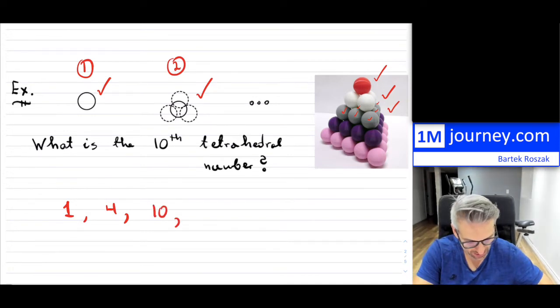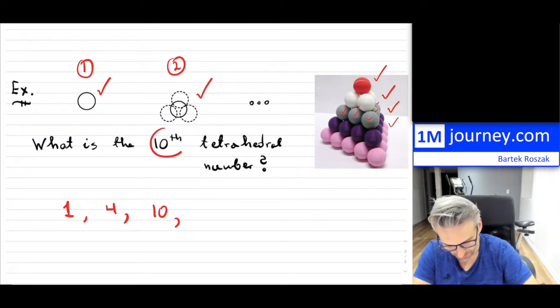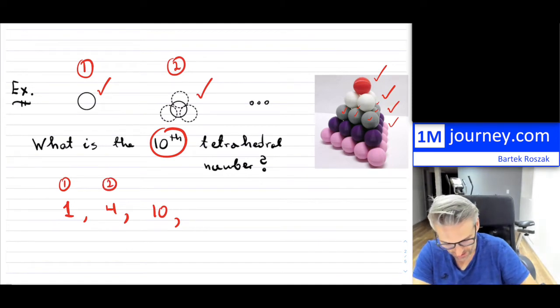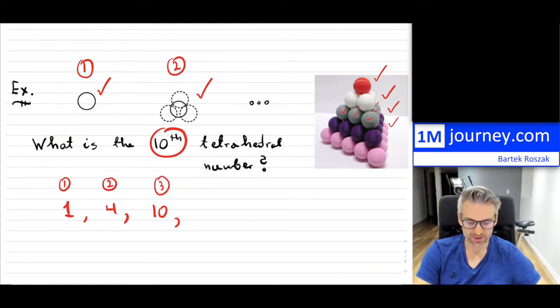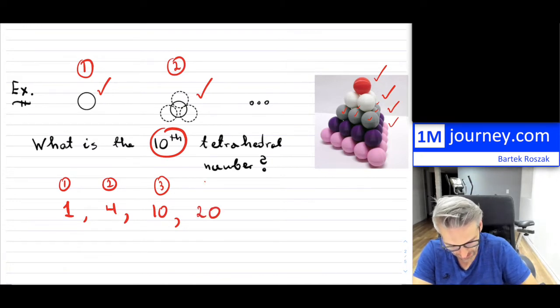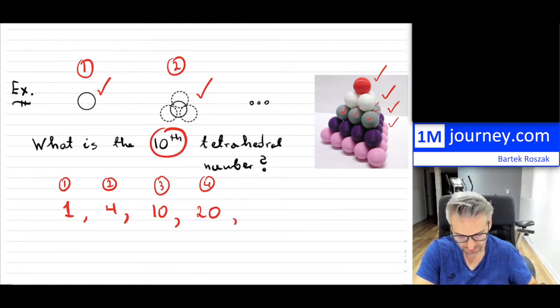And then we could continue this for each one. So this is asking, okay, so this would have been stage 1, stage 2, stage 3. The tetrahedral number for stage 3 is 10. And then the next one that follows is going to be 20 for that stage. So that's what we would have right there.